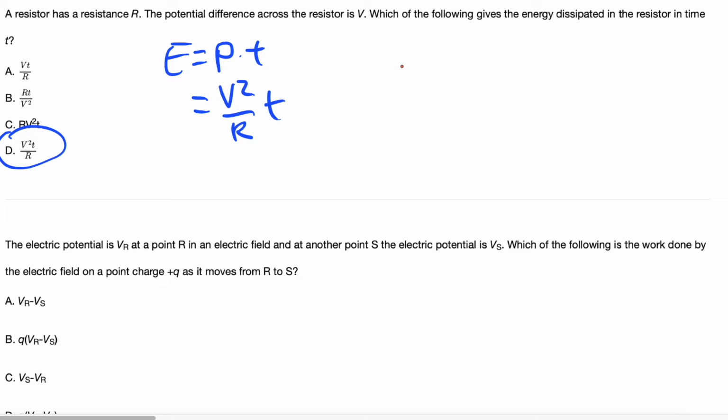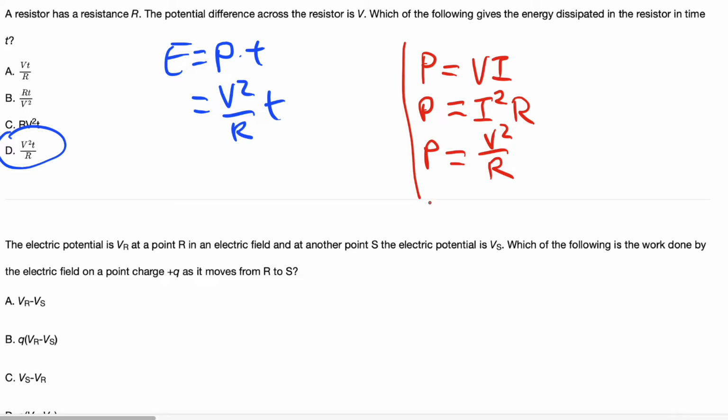So in order to solve those problems in a short period of time, you need to be very familiar with all formulas. So power is equal to voltage multiplied by current, which is equal to current squared multiplied by R, which is equal to V squared divided by R. So you need to know all those formulas, right?